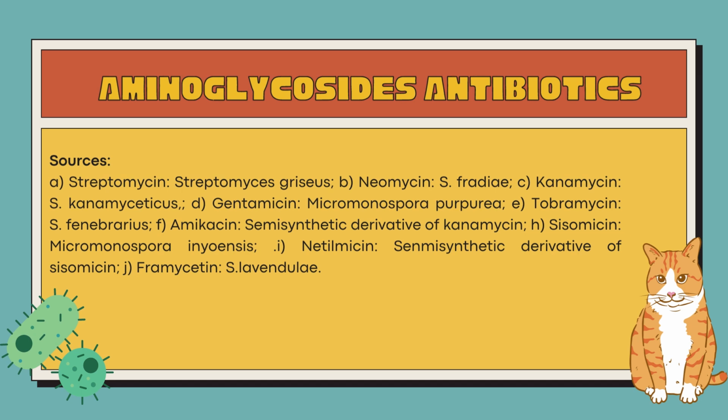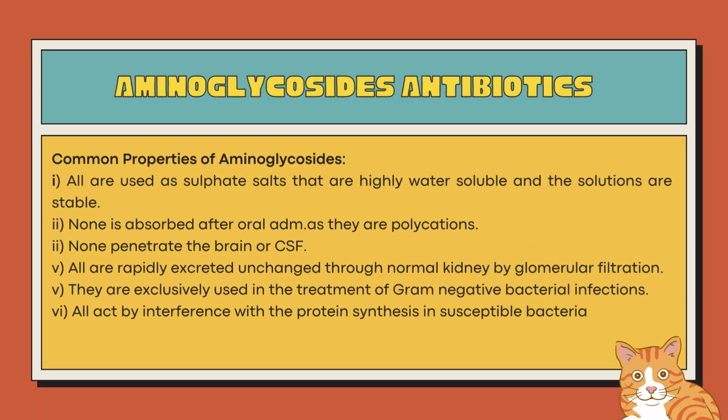tenebrarius, and for amikacin, we have a semi-synthetic derivative of kanamycin, and for sisomycin, we have Micromonospora inyoensis, and for netilmicin, we have a semi-synthetic derivative of sisomycin, and lastly, paromomycin is from S. lavandulae. Moving on to the next slide, what are the common properties of aminoglycosides?